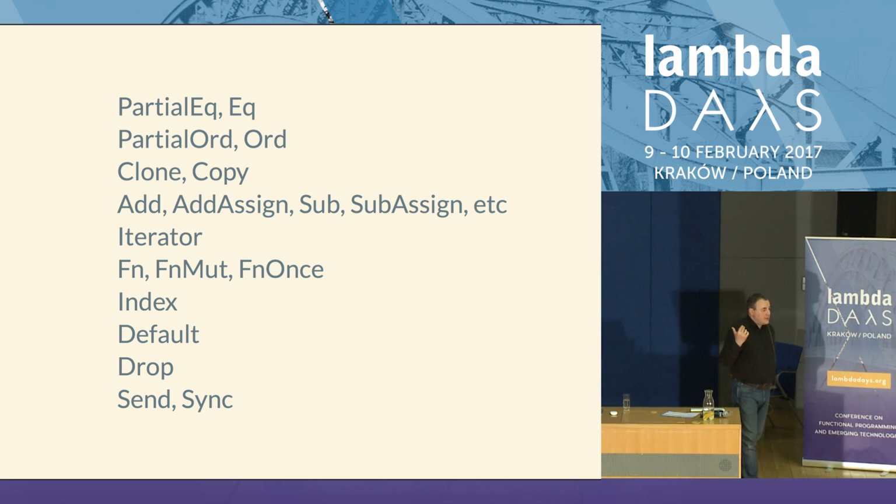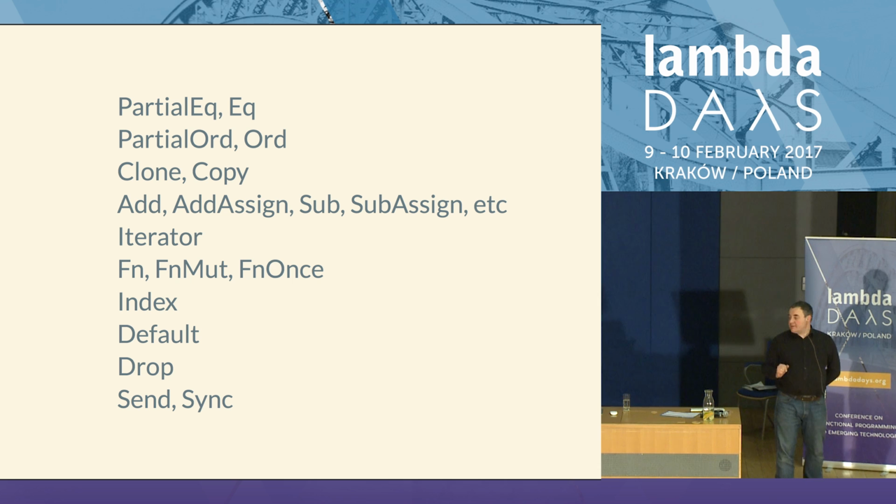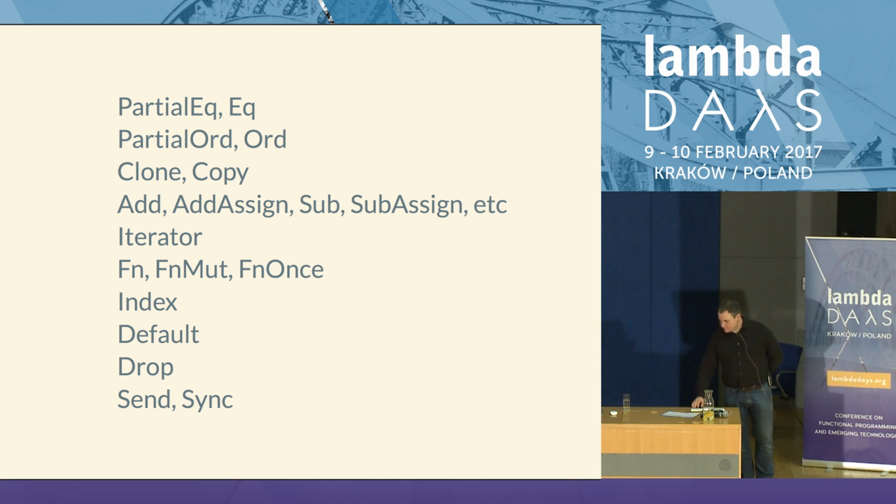Operator overloading is done with traits. Add, AddAssign, SubAssign, and so on, a couple of dozens of them. Iterating over types is also implemented in terms of a trait, the Iterator trait. Having an object that is callable also uses traits, actually 3 traits, because Rust controls mutability. Looking into an object, indexing into an object, again a trait.